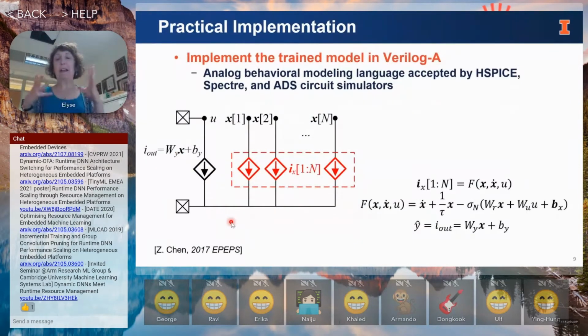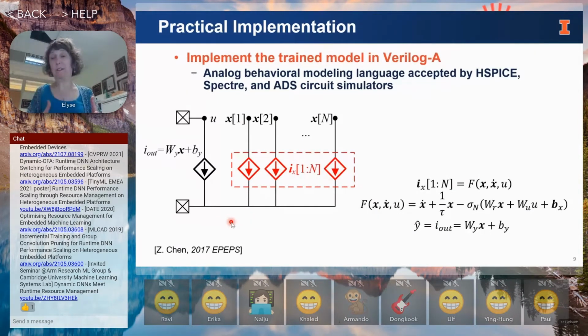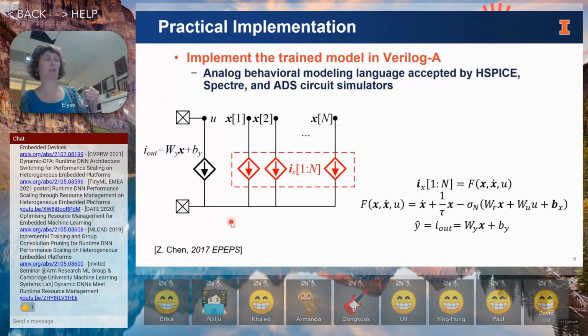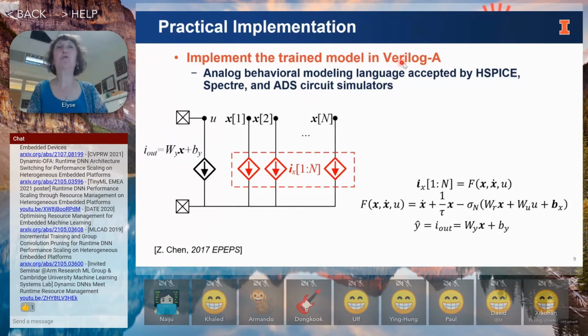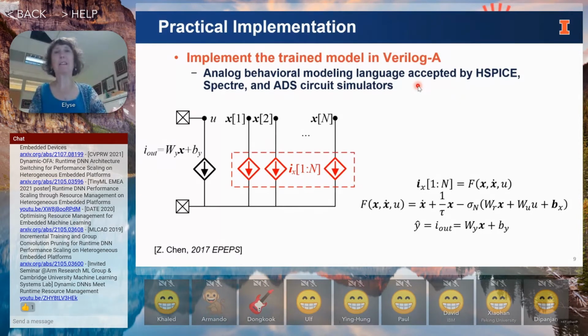So after you train your model, presumably you want to use it for circuit simulation. And that means you need to present the model in a form that can be interpreted by your circuit simulator. For that purpose, we recommend implementing the final model in Verilog-A, because Verilog-A models are accepted as input by all the major commercial circuit simulators, including HSpice, Spectre, and ADS.